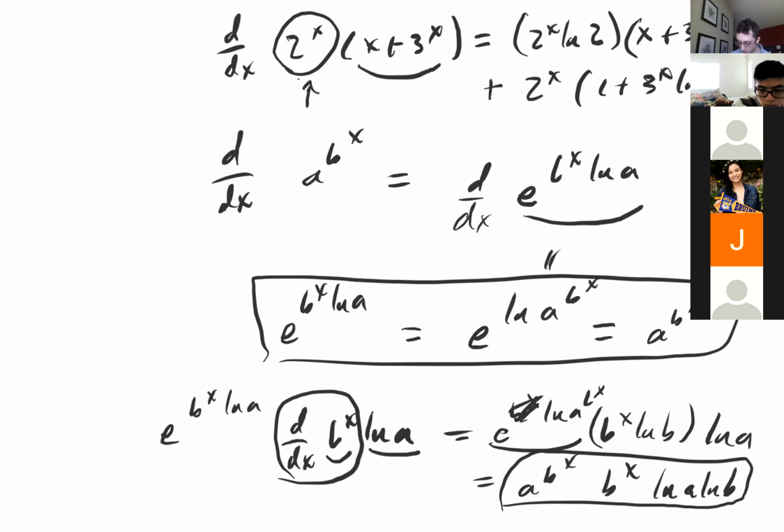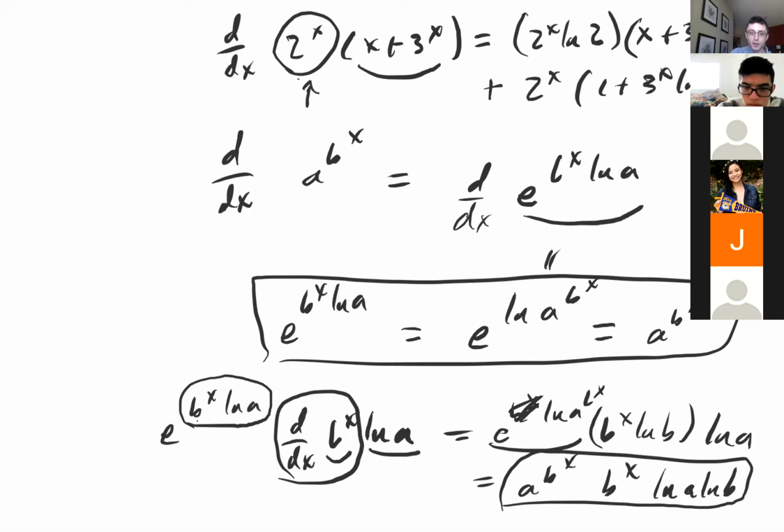Where did ln a come from? The ln a was just a constant. So when we took the derivative of this part, we know that this part is just b to the x ln a. And so its derivative is d/dx of b to the x times ln a, because we just pulled the constant down, okay?